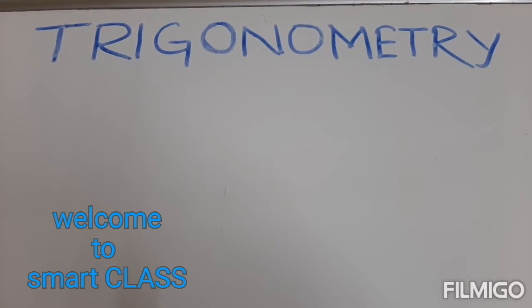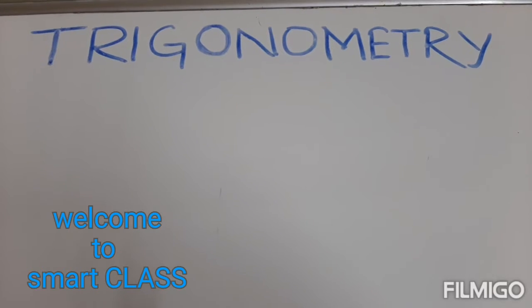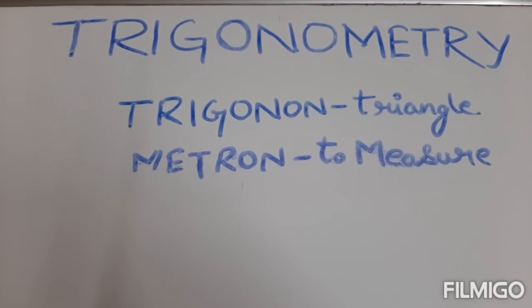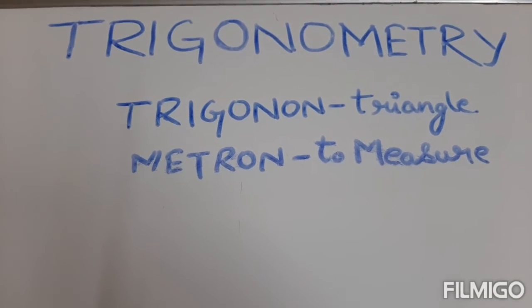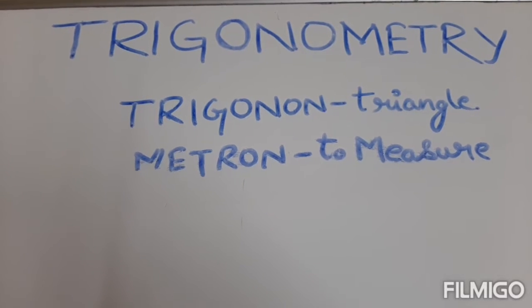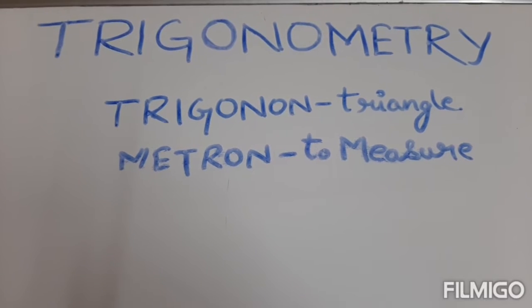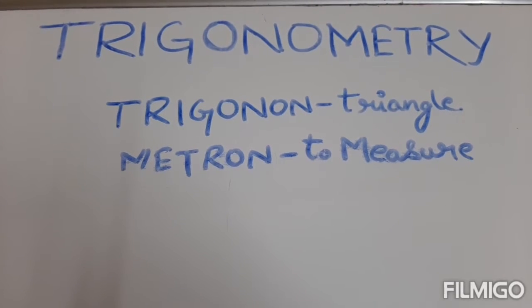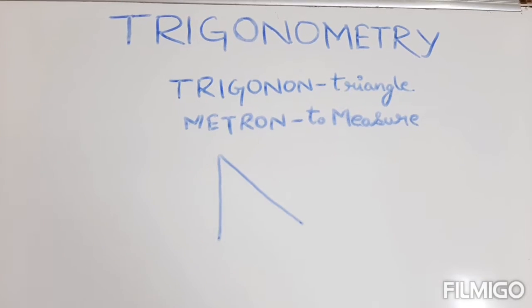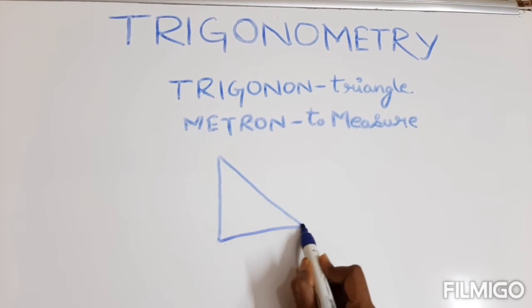Today in this video, let us learn about the topic trigonometry for class 10th. Before learning about this topic, first let us know about the word: trigon means triangle, and metron means to measure. So the measurement of the sides of a triangle is what we call trigonometry. To learn about this topic, we have to take a right angle triangle.